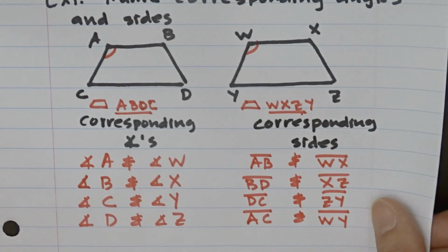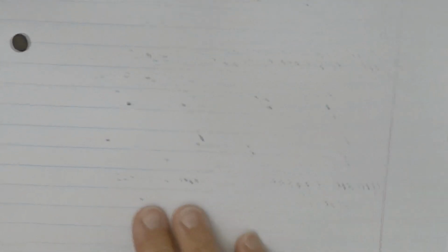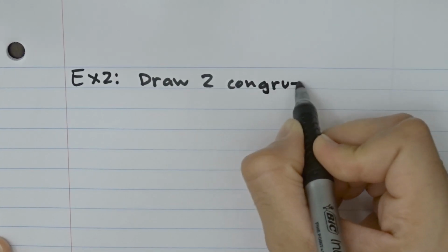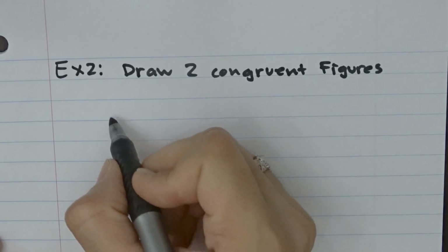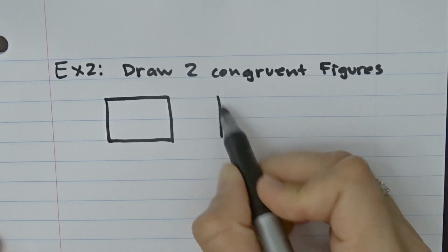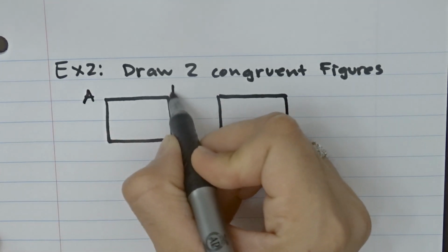All right, example 2. Now, how do you draw two congruent figures? If you're going to prove to me that they're congruent, all you have to do is two things. Make sure that your shapes are the same size and shape. So two figures that are the same size and shape will be congruent. I'm choosing two rectangles. They have to be different.